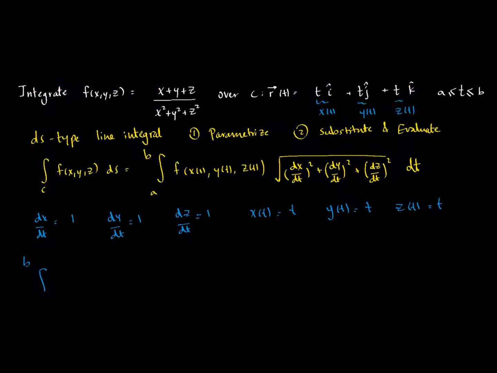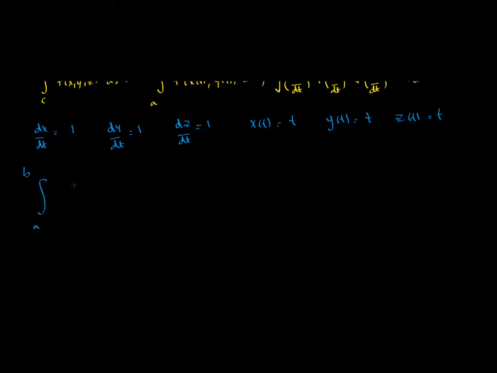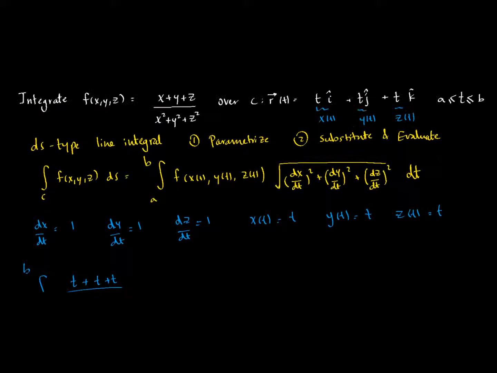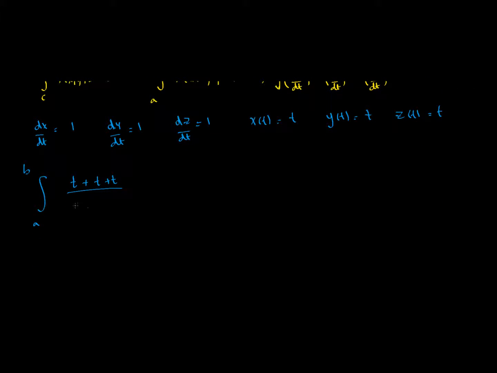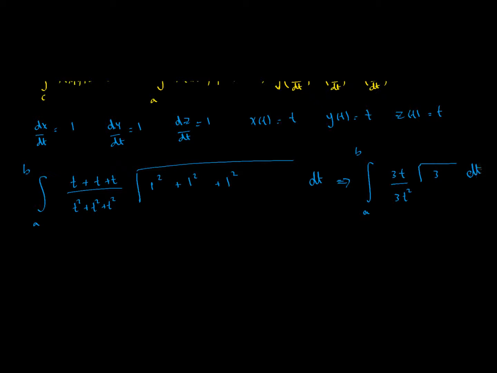The function was x plus y plus z, so we get t plus t plus t divided by, we had x squared plus y squared plus z squared, so we get t squared plus t squared plus t squared, multiplied by the square root of (dx/dt) squared and so on, so we get the square root of 1 squared plus 1 squared plus 1 squared dt. So if you simplify this, you get 3t divided by 3t squared multiplied by the square root of 3 dt.